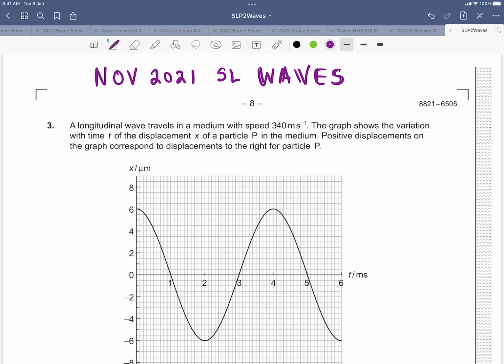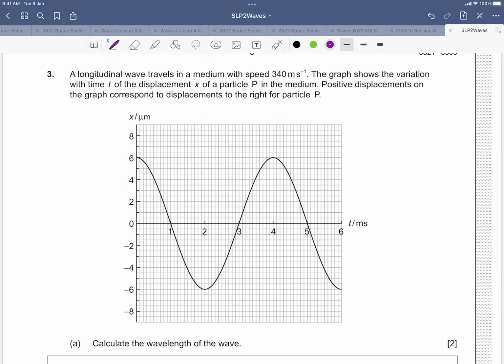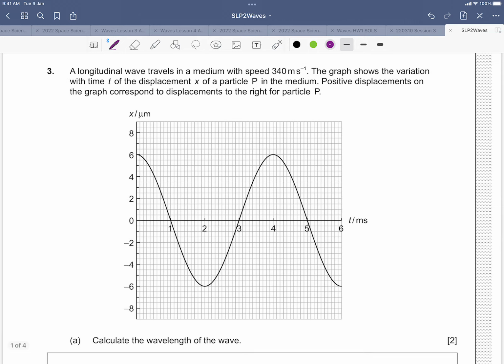Okay, folks, in this video I'm going to be going over all the waves questions that I could find on the November 2021 DP Physics SL paper 2. And this first one is about a longitudinal wave that's traveling with a speed of 340 meters per second. That's the speed of sound, so it's probably a sound wave.